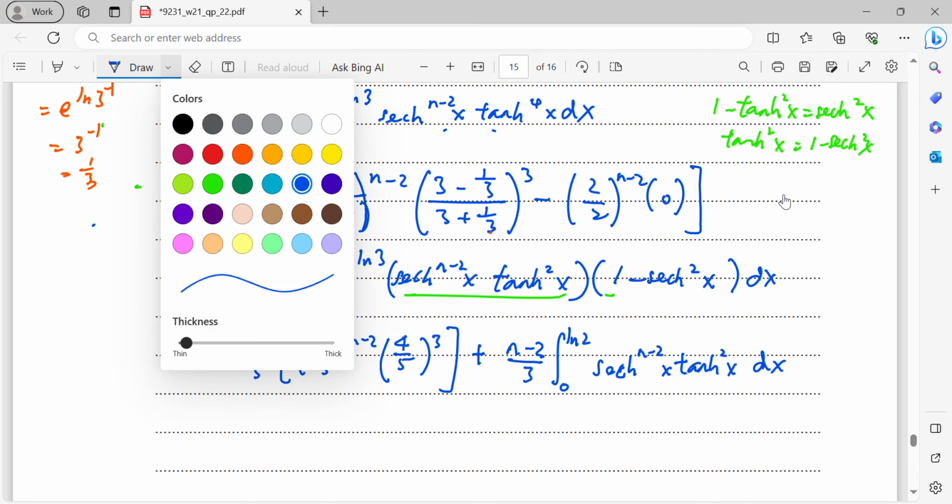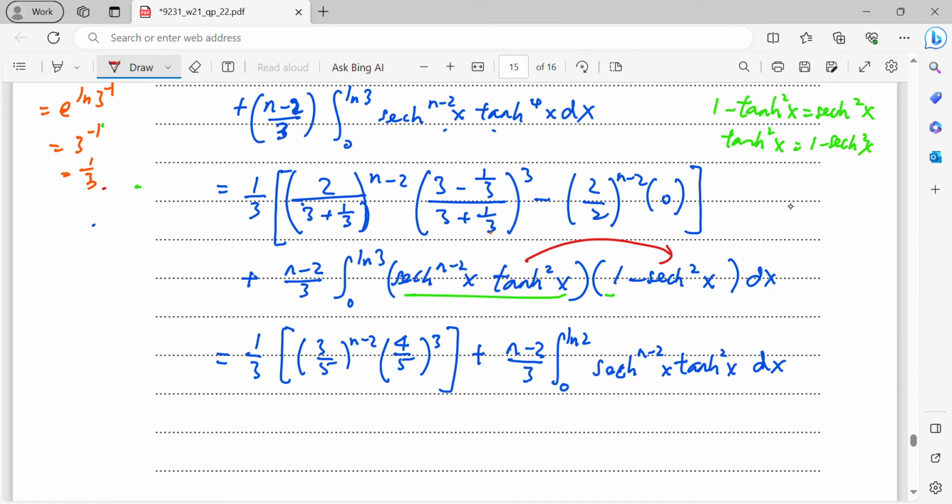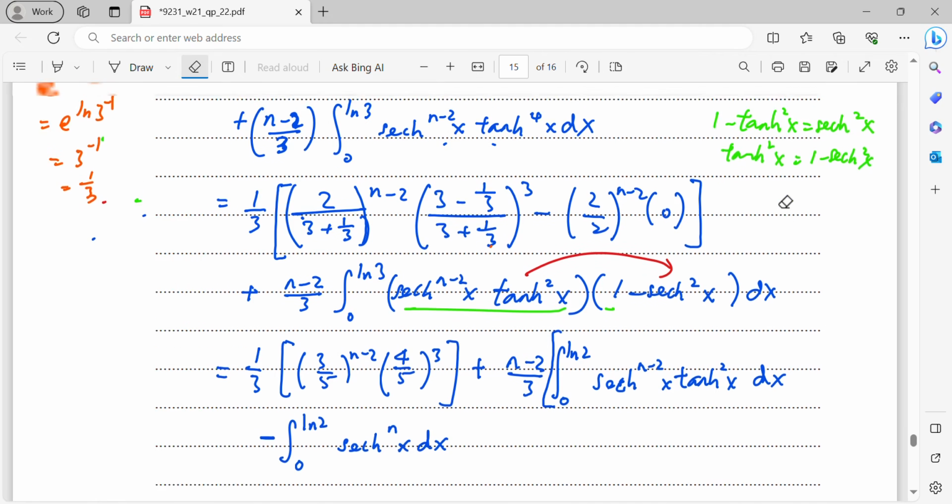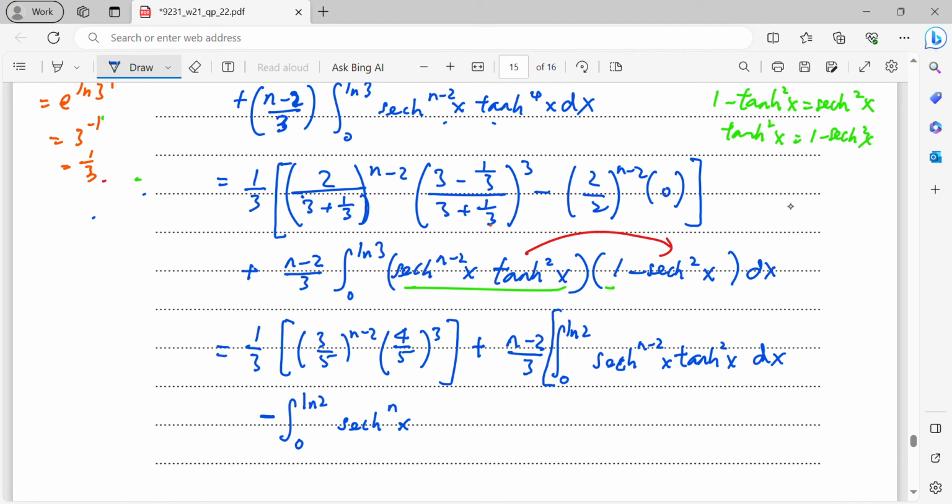And then now you do expansion, this multiply with hyperbolic secant square x. So here I will write another bracket, because I've not enough space. Then here minus integrate 0 to ln 2 hyperbolic secant^n x dx, because the n minus 2 and square and the 2 becomes n. Then there's no dx yet, you still have the tangent at the back. So hyperbolic tangent square x dx, then close bracket.